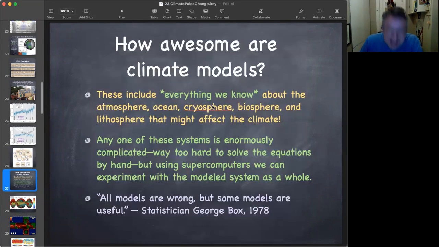So how awesome are climate models? They include everything we know about everything. Any one of these systems is enormously complicated. Using supercomputers, we do it. All models are wrong. Some models are useful. Climate models are definitely wrong in lots of details. But in the big picture sense, and given their focus on getting this energy budget right, or at least an ensemble of models can give you a sense of the scatter of anomalies about that forced signal. They're a great tool, and you just have to think about how to use them carefully.